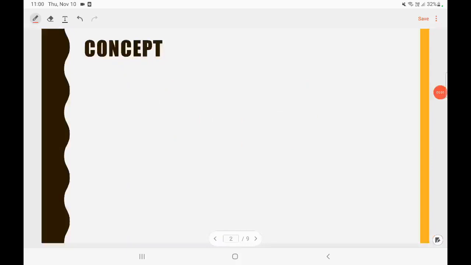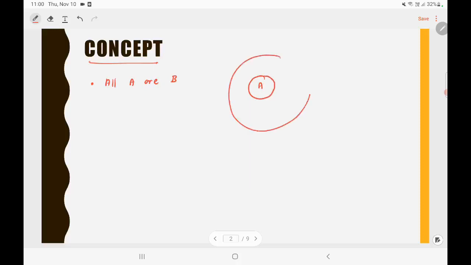So first let's look into the concept of syllogism. Here you should understand how you can draw the Venn diagrams based on the given statements. Let's say you are given a statement, all A are B. If you are given a statement like all A are B, you should draw the Venn diagram like this. This is the circle that represents A, then you should draw B like this. Here the circle of A is inside B. That means all A are B.